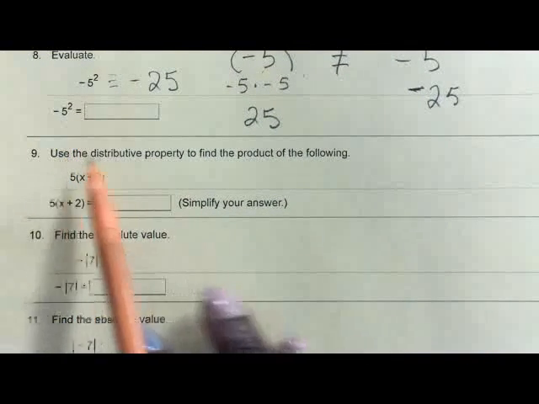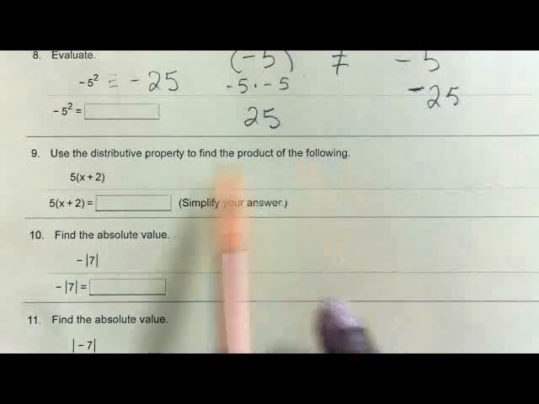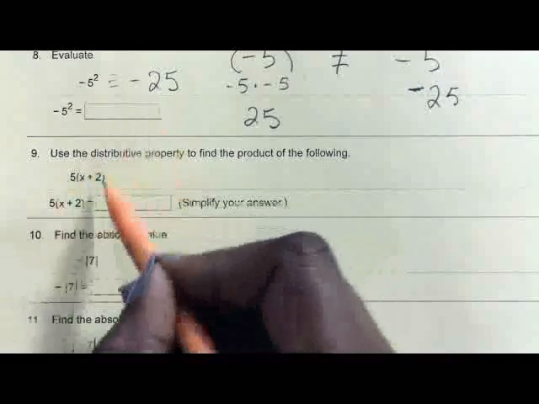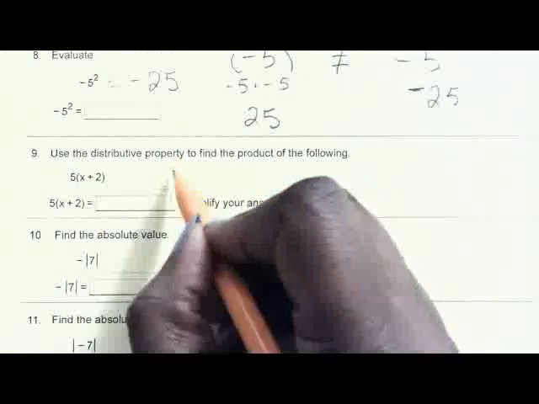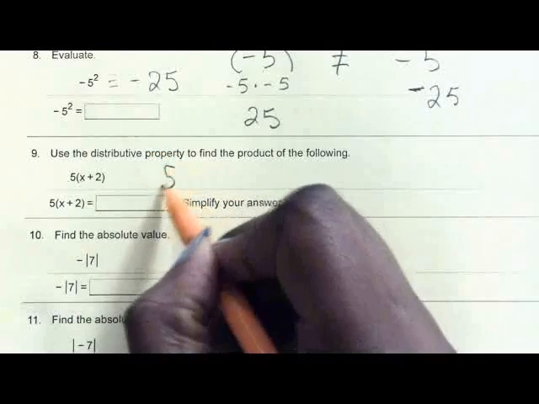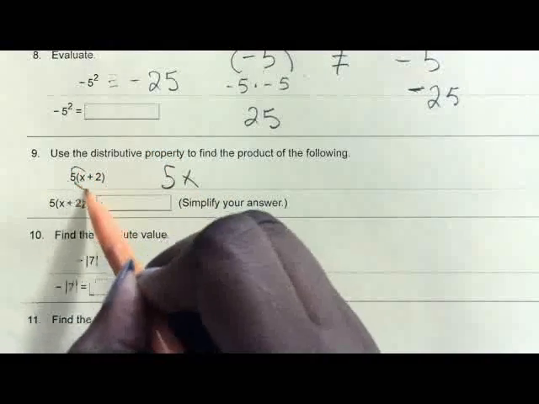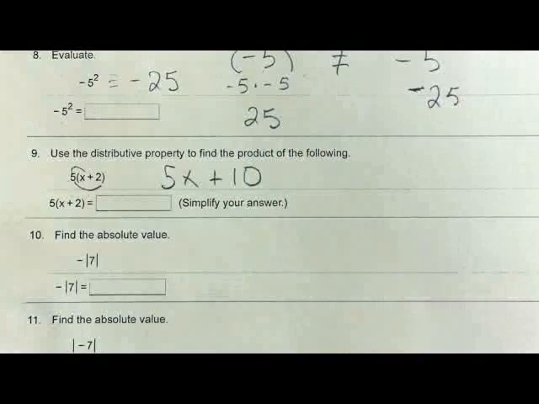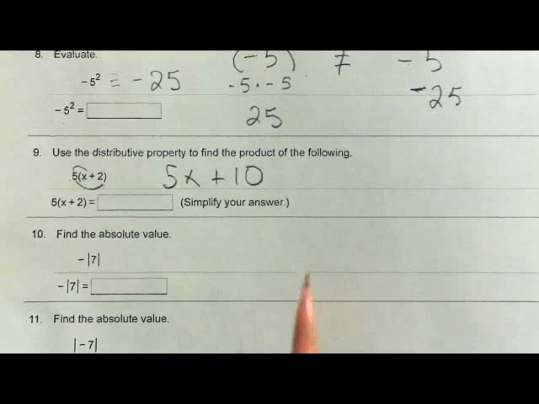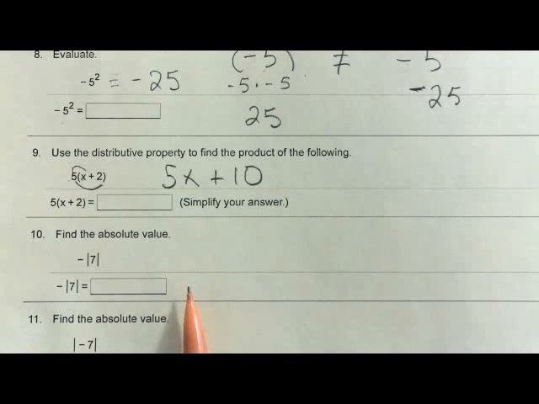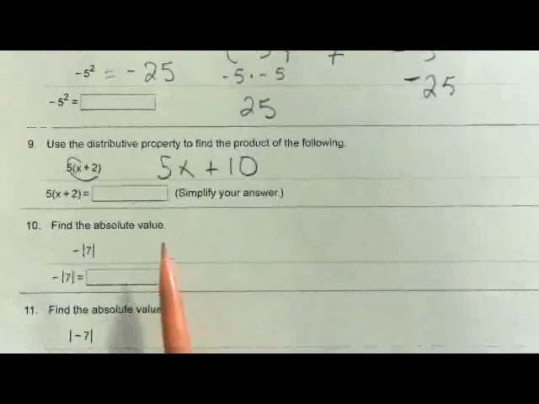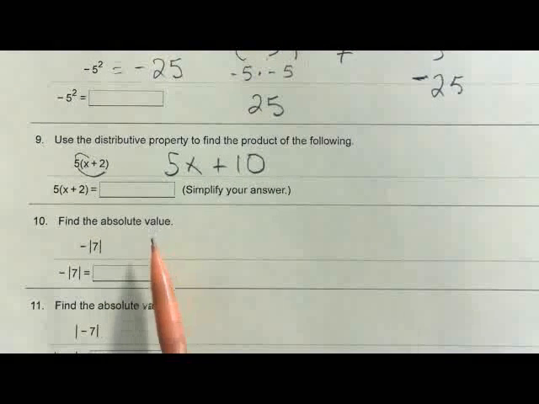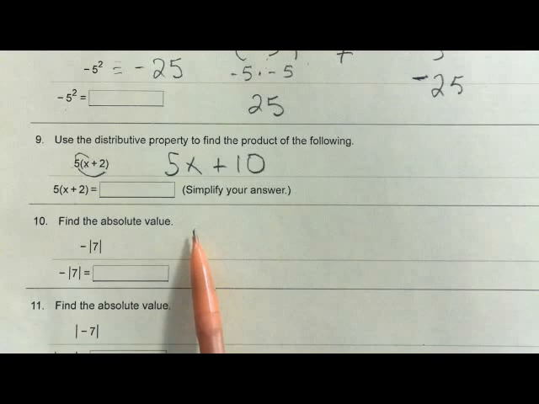Number 9 says use the distributive property to find the product of the following. This is 5 times x and also 5 times 2. When I'm doing 5 times x, this is just 5x, and then 5 times 2 is just 10. Again, this is just a review. I know some of you are like, really? But yeah, it's just a review. For those of you who maybe haven't taken math class in a while, got to get warmed up. Or if you've taken it and just kind of forgot some stuff. Just a review.